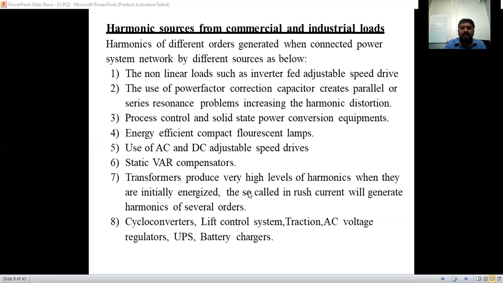Starting with the energization condition: once the transformer is energized, it will operate normally and there are no harmonics. Only at the initial energization, when we connect the supply, suddenly the supply is given, so there will be an inrush current. Suddenly the current will flow, and because of that, harmonics will be produced.